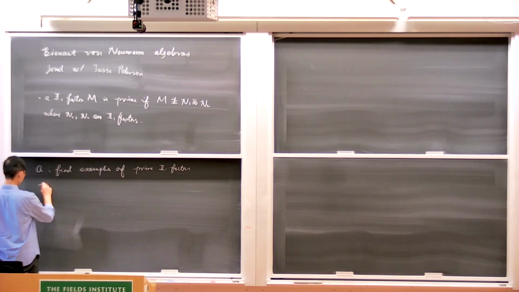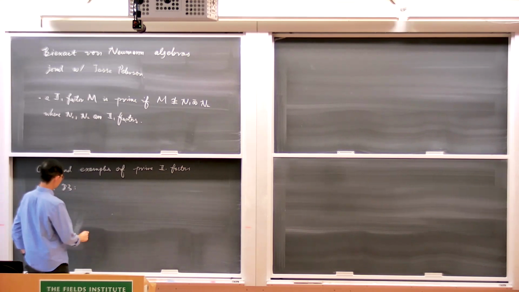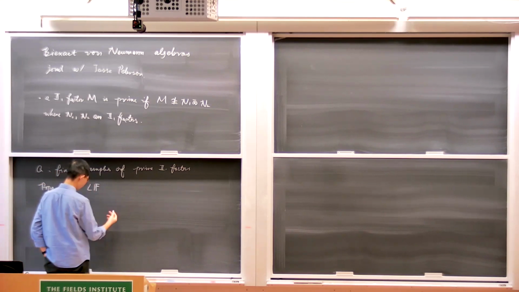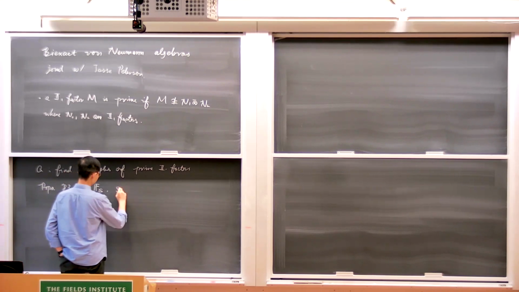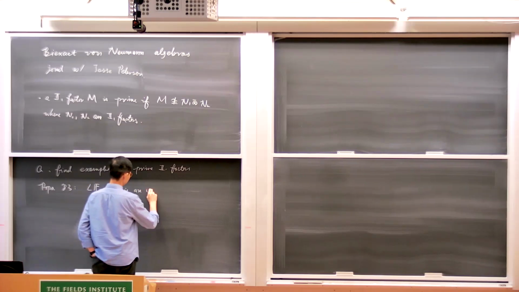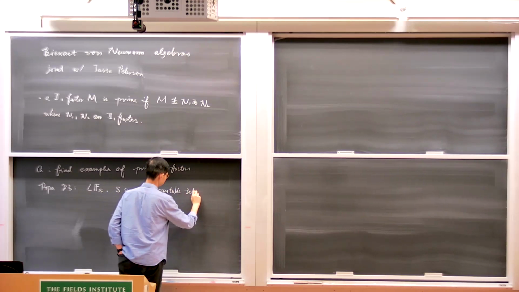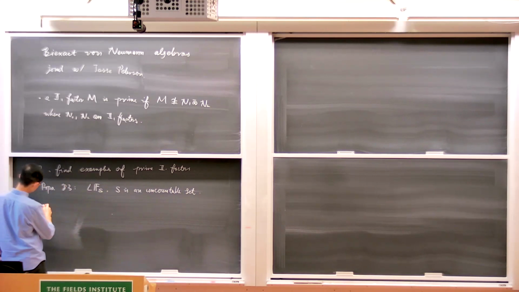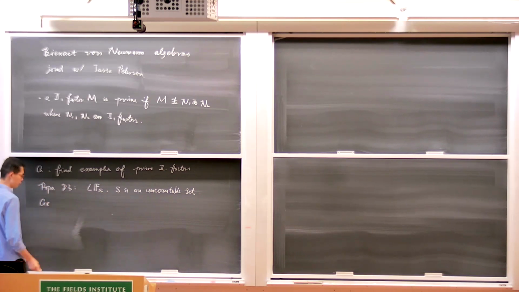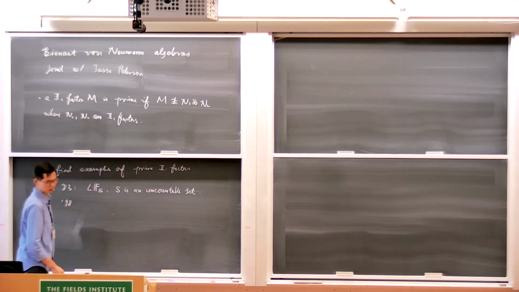So the first example is due to Popa in '83. He showed that a free group factor with uncountably many generators is prime. So S is an uncountable set. This is an example, but this will not be a separable II_1 factor. So it takes quite a bit of time to have the first separable example, that due to Ge in '98.